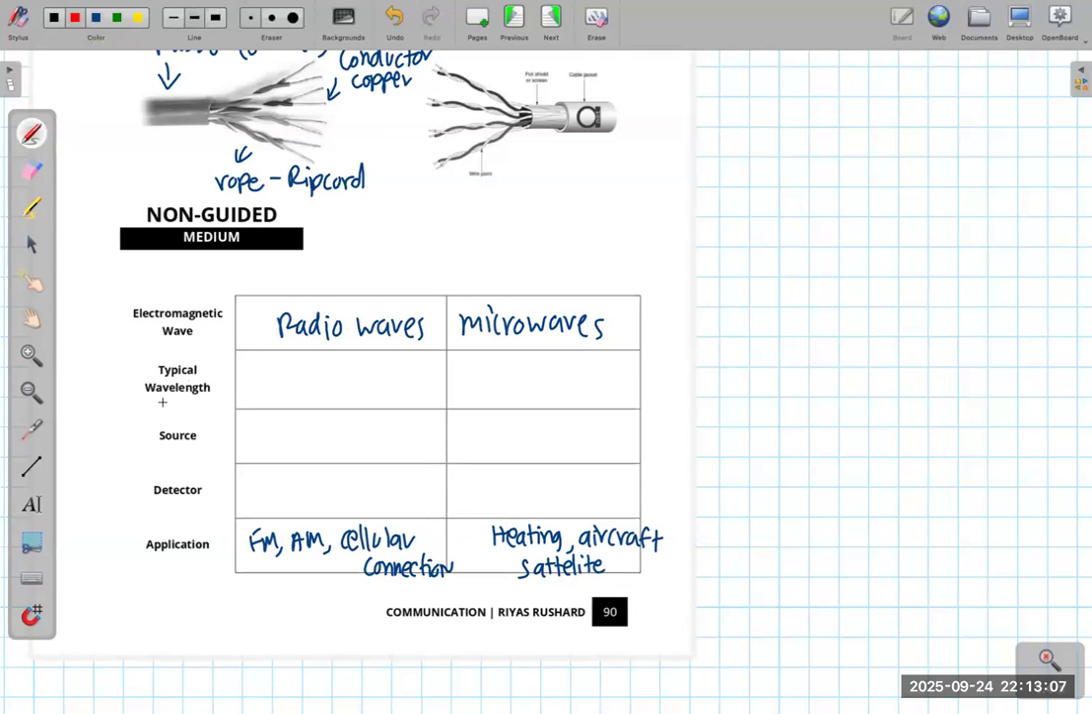Frequency range, the typical frequency of radio waves will go from 300 gigahertz to 3 kilohertz. Microwaves go from 300 megahertz to 300 kilohertz.